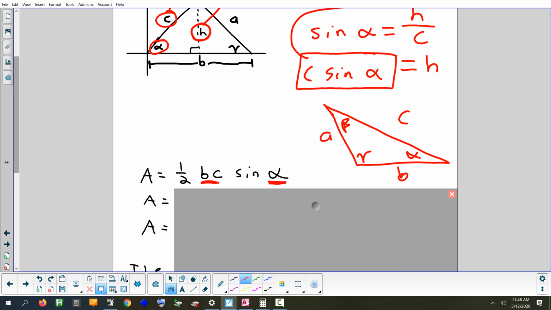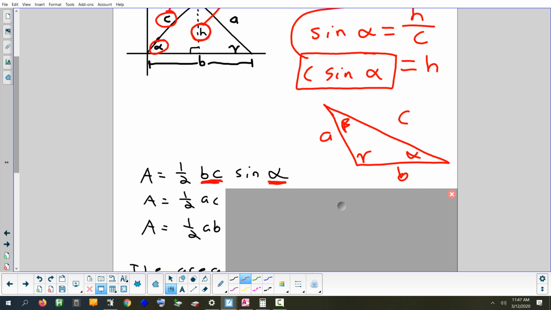Like if you just had to describe it like anybody would describe it, even somebody not in a math class. Where is this angle in relation to those 2 sides? Yeah, between them. That angle is between them. So this formula in general is 1/2 the product of 2 sides times the sine of the angle between them.